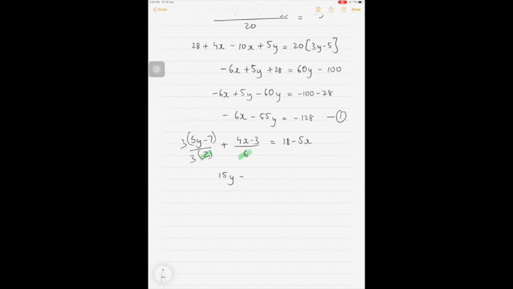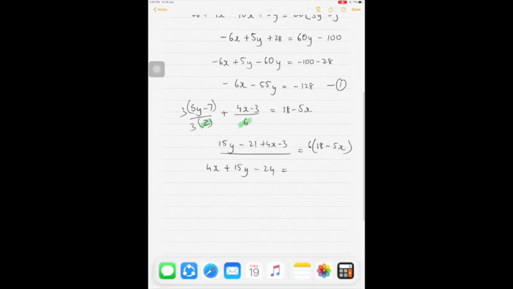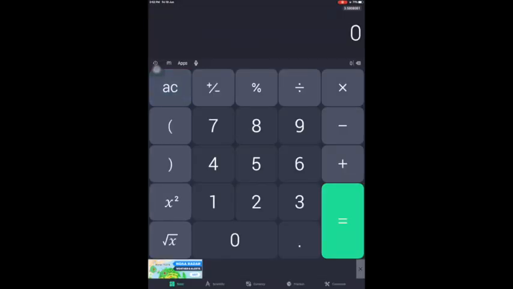So 15y minus 7 into 3 is 21, plus (4x minus 3) upon 6 is equal to 18 minus 5x. Okay, so this denominator 6, I'll take it to the other side. Then it will become like this, 6 into (18 minus 5x). Now I'll write the x term first, which is 4x plus 15y minus 24 is equal to 6 into 18.